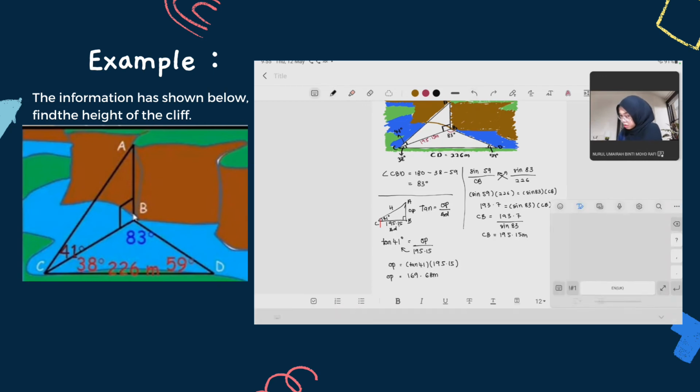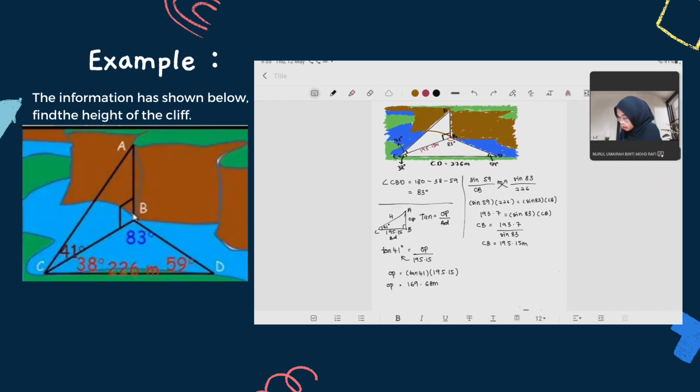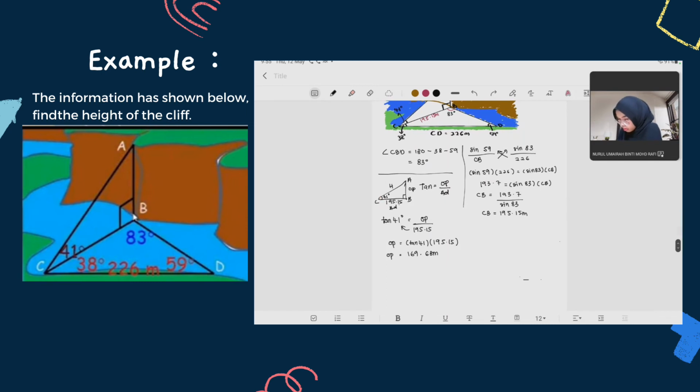So the height of the cliff: here is 41 degrees, here is 195.15 meters, and here the height of the cliff is 169.68 meters. So we get the answer.